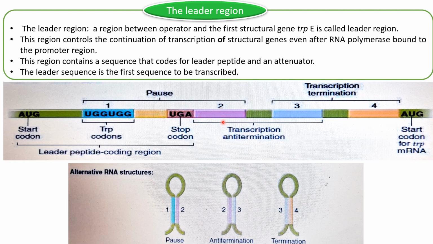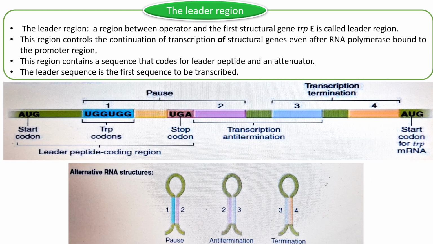Now, due to these complementary sequences, there are 3 possibilities. Segment 1 and 2 make base pair and form a hairpin structure. Segment 2 and 3 make a base pair and form a hairpin loop-like structure like this. And segment number 3 and 4 can make a base pair and form a hairpin loop-like structure like this. The most important part of this system is that this 3-4 hairpin loop contains the attenuator sequence, because it is followed by the poly U sequence also and forms a transcription terminator site.